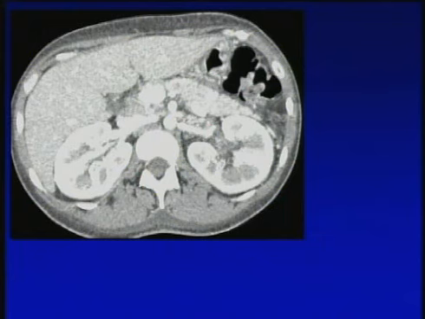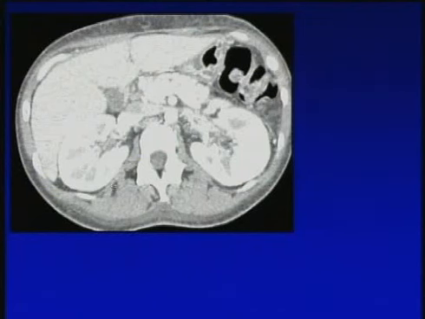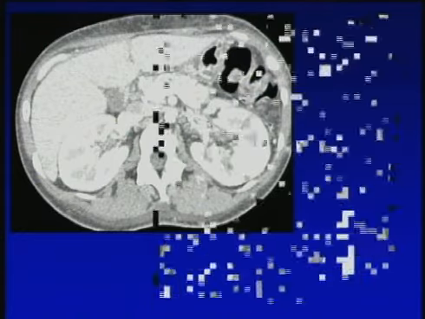At times it can be subtle, and this is a good example. The left kidney, the enhancement is not as good as the right, but it's subtle. But start looking for the left renal vein. Well, when you look very carefully, the renal vein is really atretic. You can see it's a chronic thrombosis.